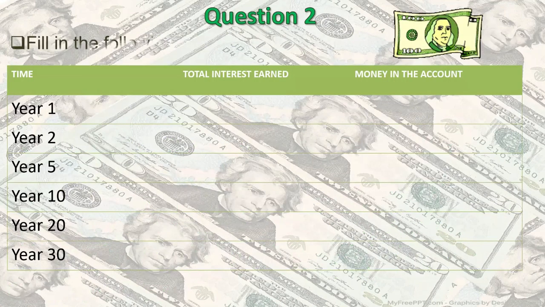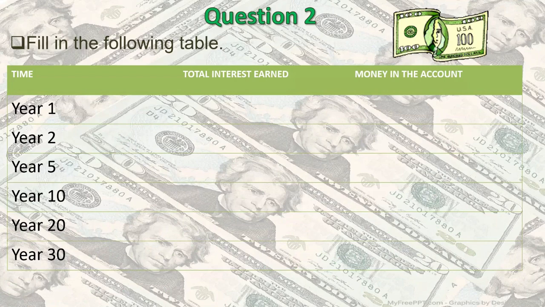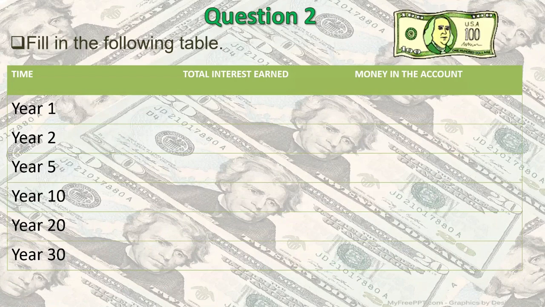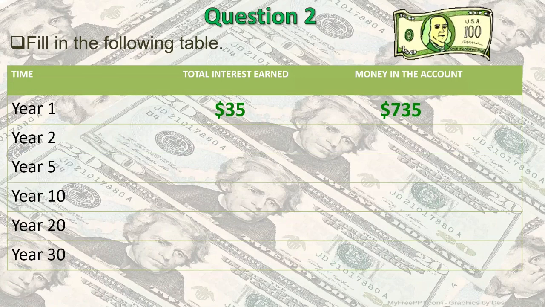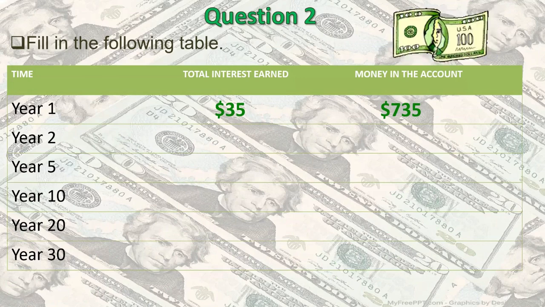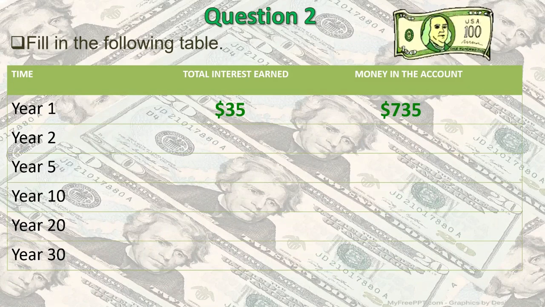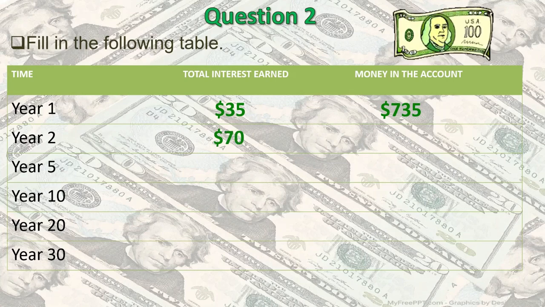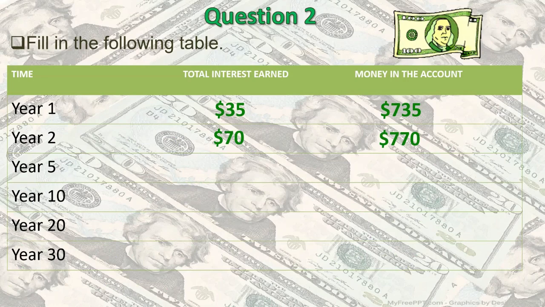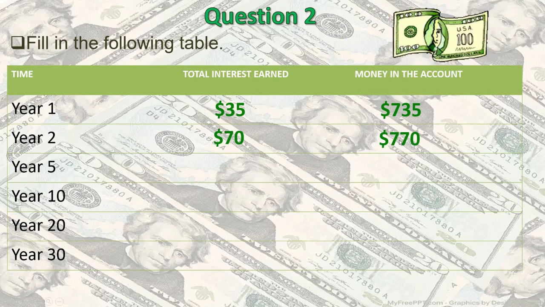Question number 2. Here we're going to fill in the following table. Well, we just did year 1. So the total interest earned was $35 in year 1. And now we had from the $700, the total amount would be $735. We also calculated the second year. And we found that the total interest earned was $70. And that would be, we added $70 to our original amount that we put into the account.